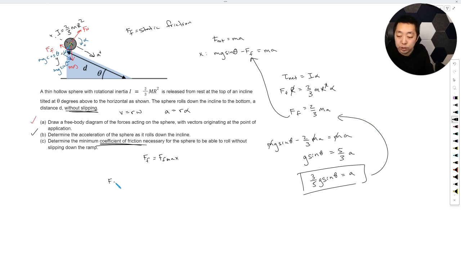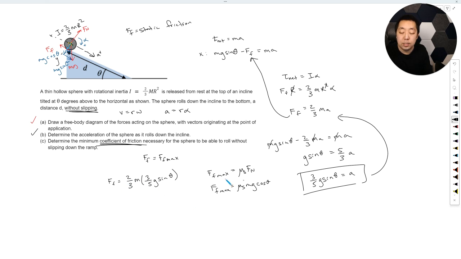We know the frictional force is going to be 2/3 times ma, and the acceleration was 3/5 g sine theta. Okay, how about the maximum friction? It is equal to mu s times Fn. Now, the normal force, we didn't do this, but in the y direction, there's no acceleration. So the normal force equals mg cosine theta, right, from the inclined plane. So this is mu s mg cosine theta equals the maximum frictional force.